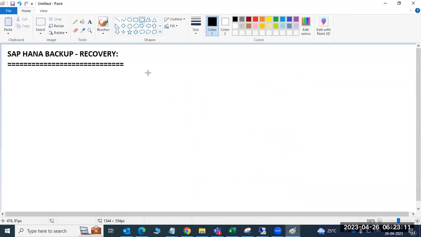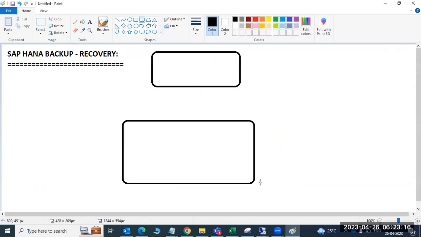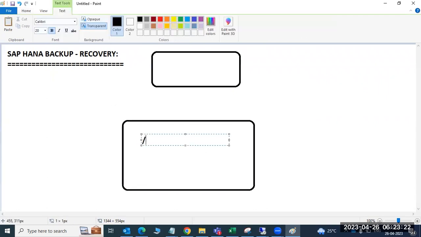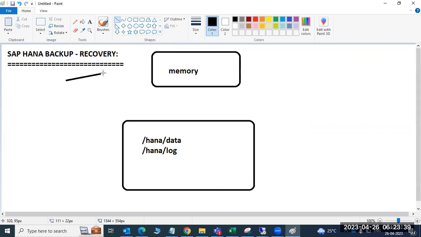Suppose let me draw one diagram. This is our RAM, and these are our file systems, like /hana/data and /hana/log. This is our main memory. Data first goes to the main memory and sits here. Then one copy of the data is also stored at the file system level, meaning /hana/data and /hana/log as well.